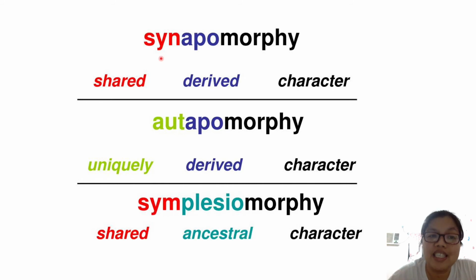keywords. When we say syn, it means shared. When we say apo, it is derived, and morphy means character. So, when we say synapomorphy, it's a shared derived character. When we say plesio, it means ancestral. Pag auto or aut, it means unique. So when we say synapomorphy, it's a shared derived character. Pag autapomorphy, it's a unique derived character. And symplesiomorphy means shared ancestral character.